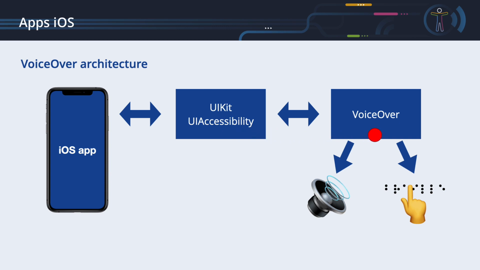The UI Accessibility Protocol provides accessibility information about an app's user interface elements. VoiceOver conveys this information to users with disabilities to help them use the app and handles the text-to-speech conversion, making the result audible to the user. If the user is working with a tactile braille display, they can also read text output with their fingers.